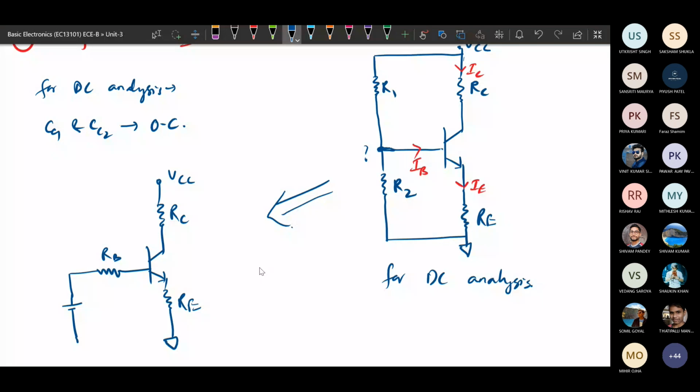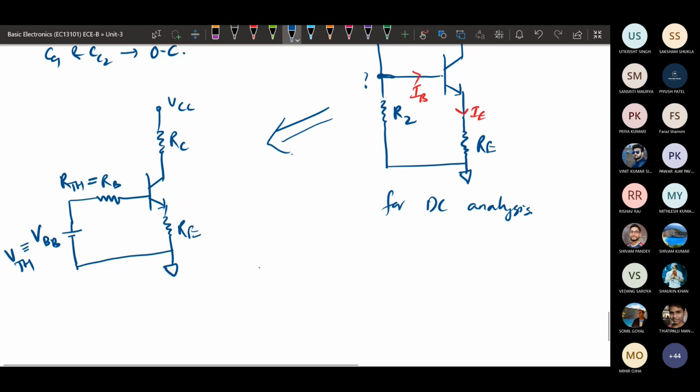So this will be of the form here. This is RB and this is VBB. This VBB is the Thevenin voltage, and this RB is the Thevenin resistance. So this circuit is modified to this equivalent form.